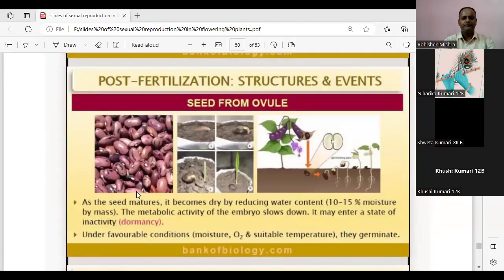Now, students, when the seed matures, it dries because there is a reduction in the water content, and the metabolic activity slows down. That is why we use the word dormancy. Dormancy is a state of inactivity. Can you say, students, which hormone breaks dormancy? Dormancy is very much essential to check that proper growth and development has occurred.